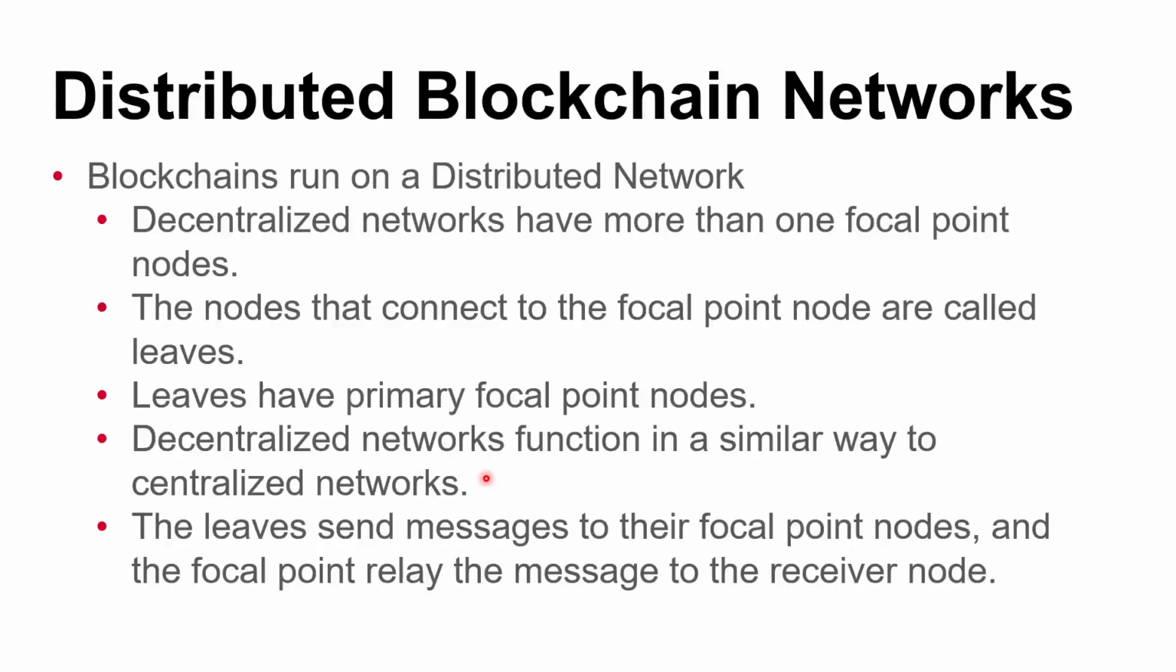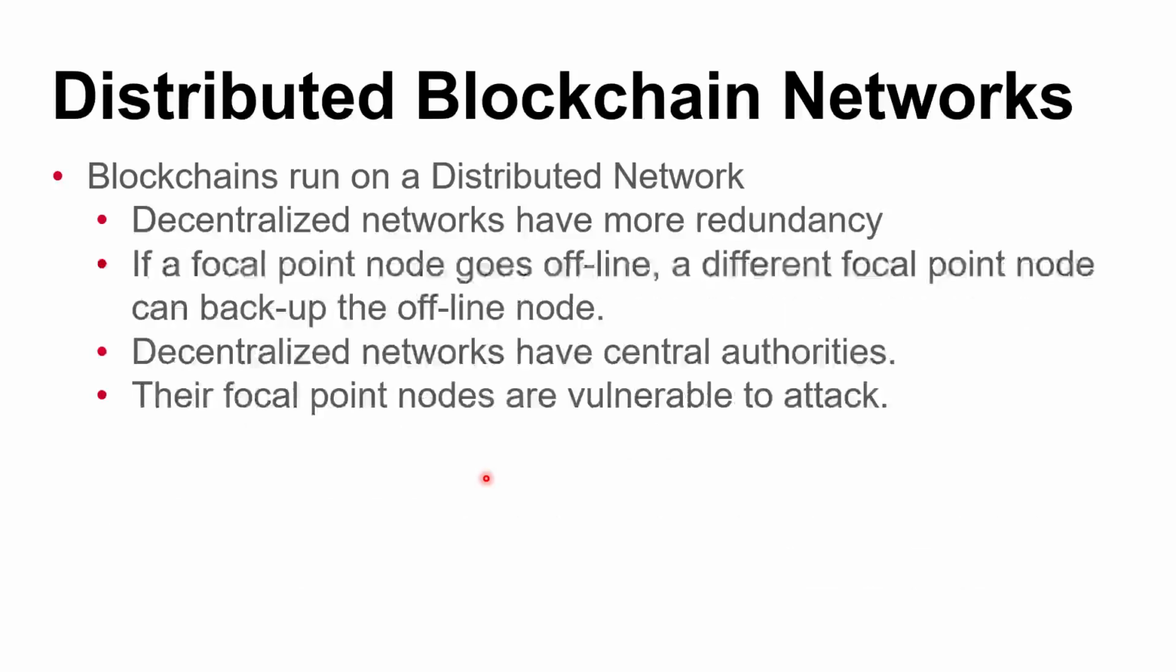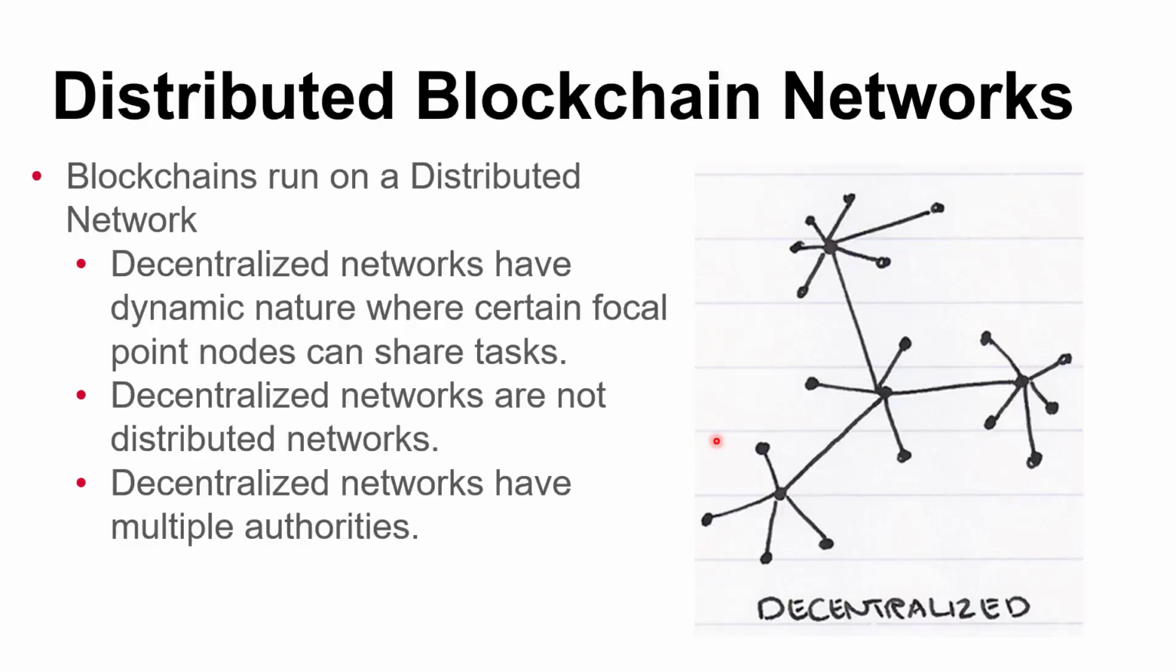So the leaves send their messages to their own focal point nodes, and then they also send the messages over to the appropriate receiving focal point node. And again, decentralized networks have more redundancy, so they are more difficult to attack. Decentralized networks do have central authorities, and even though they're less vulnerable, they are still vulnerable to attack.